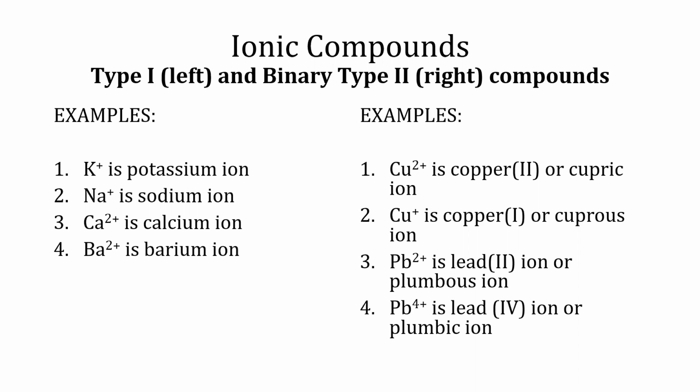In this system, after naming the metal, the charge is expressed in Roman numerals in parentheses to differentiate one species from another of the same element.